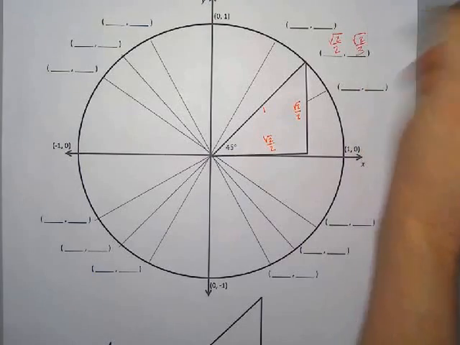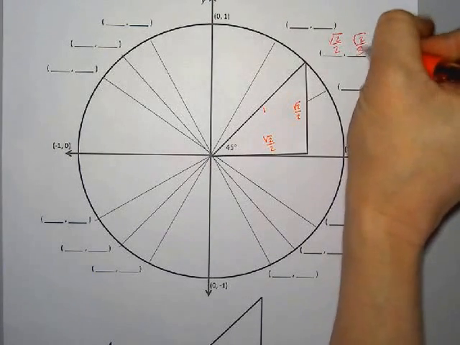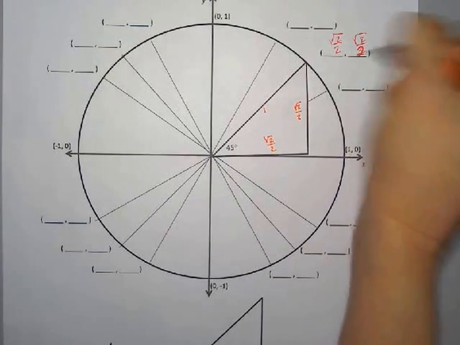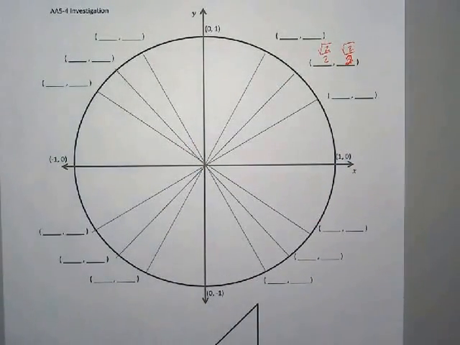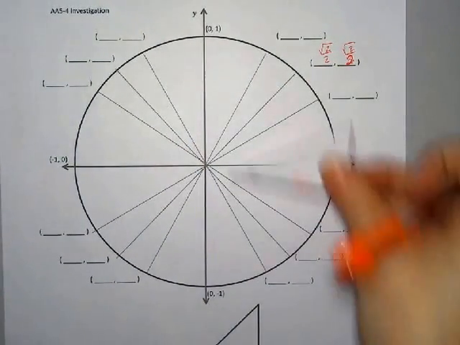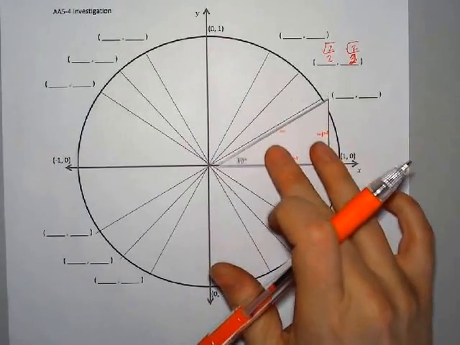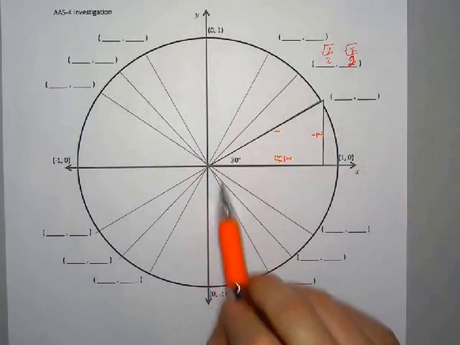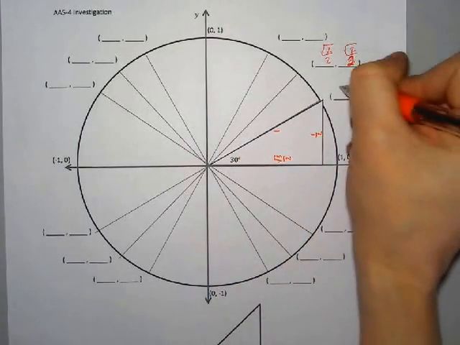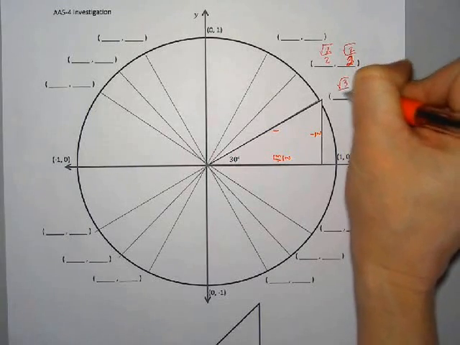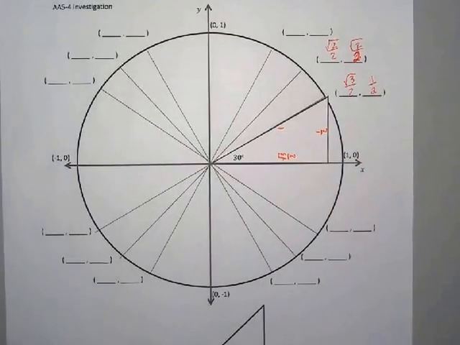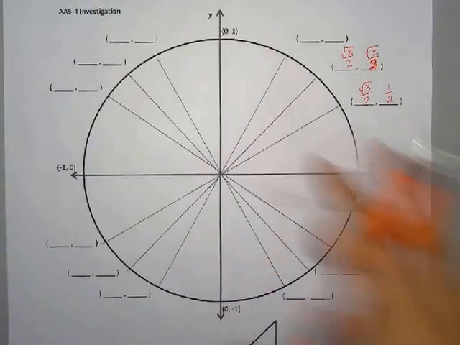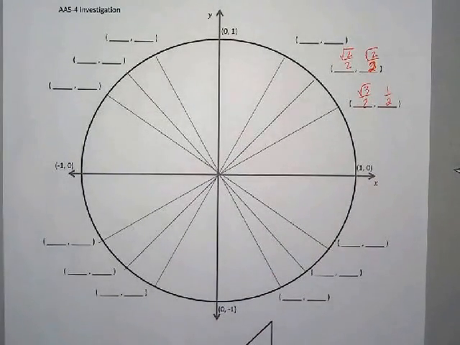So, the 30-degree triangle, when we put this here, has an X value of rad 3 over 2 and a Y value of 1/2. Finally, the 60-degree has an X value of 1/2 and a Y value of rad 3 over 2.